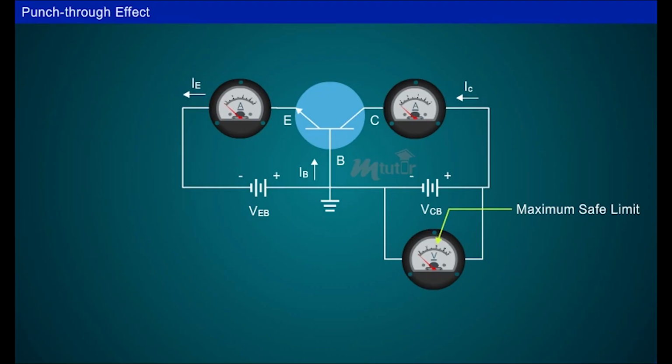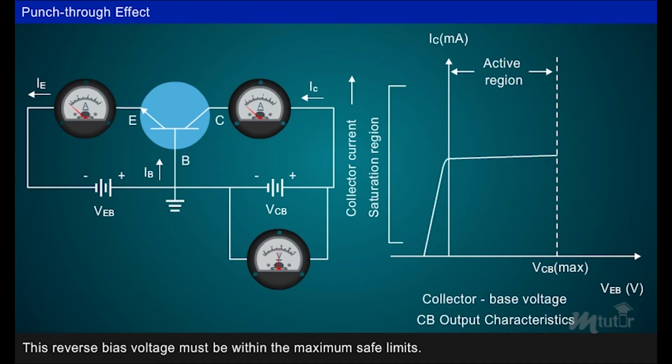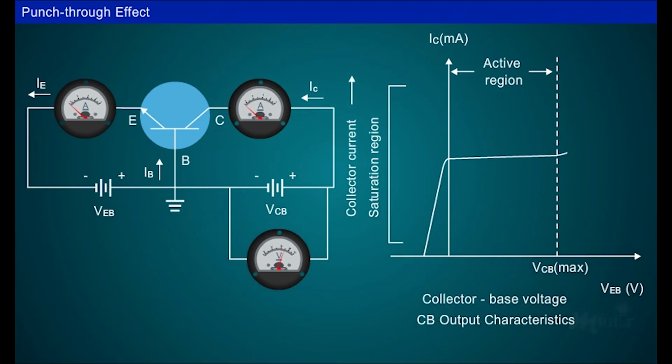For every transistor, there is limit on the maximum value for reverse bias voltage. The reverse bias voltage must be within the maximum safe limits. If this maximum limit is exceeded, transistor breakdown occurs. The curves shown at the right side of dotted line represent the breakdown condition.